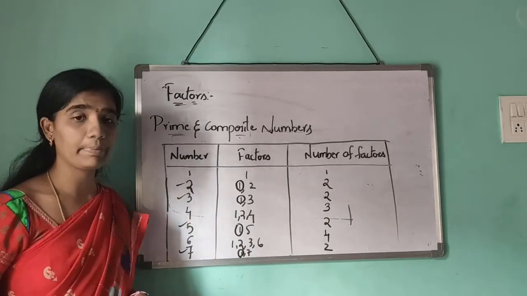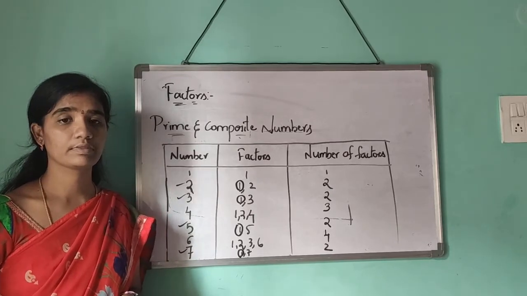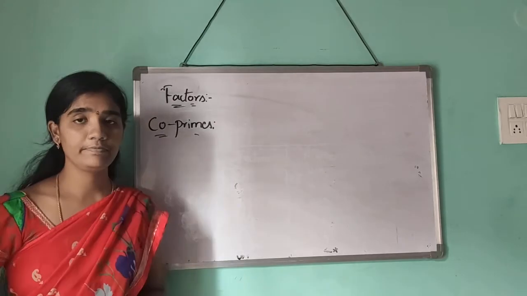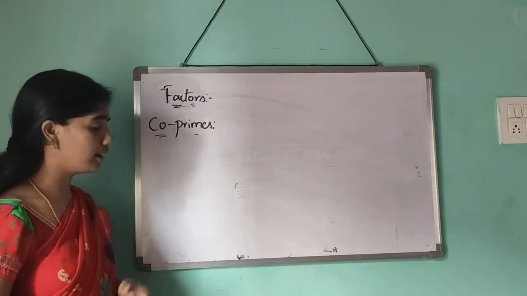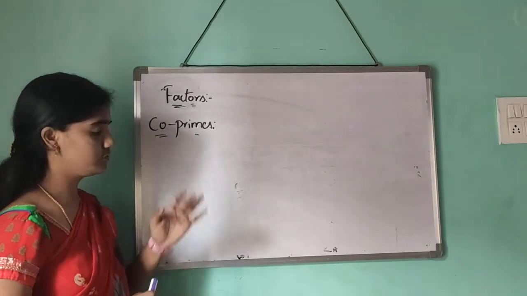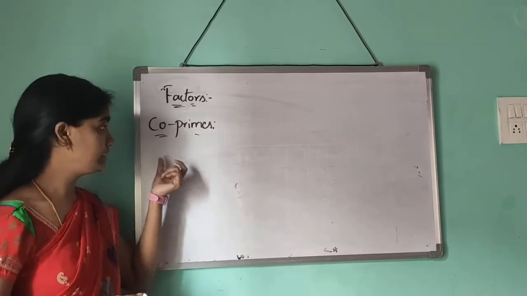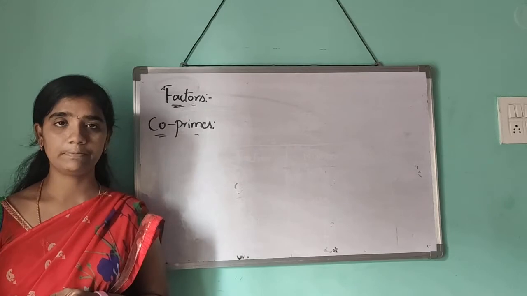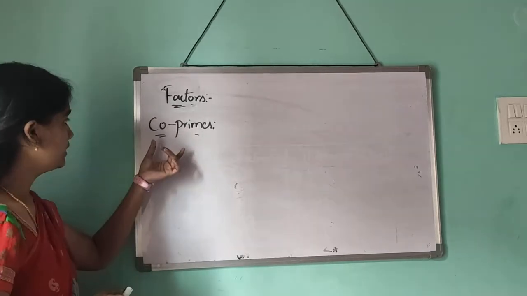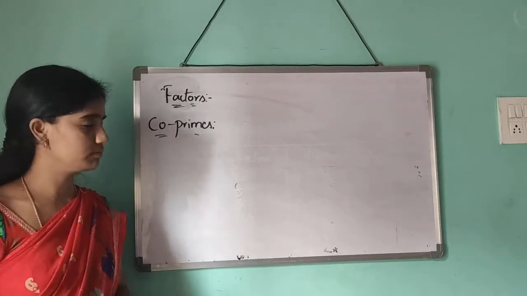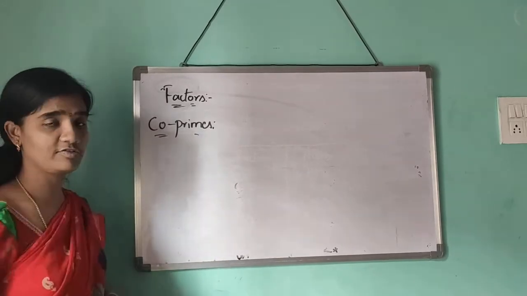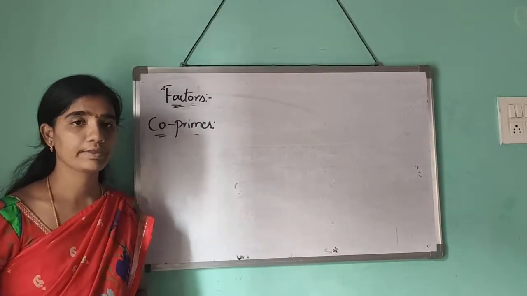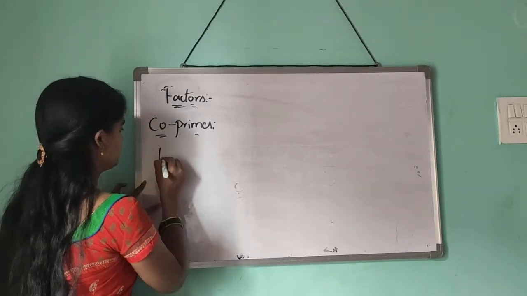So what are prime numbers? Let us see co-primes. We already know prime and composite numbers. What are co-primes? Let's take two numbers.